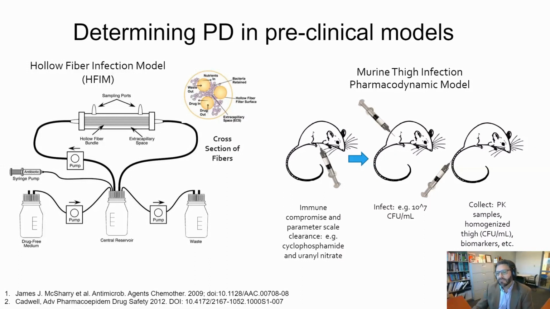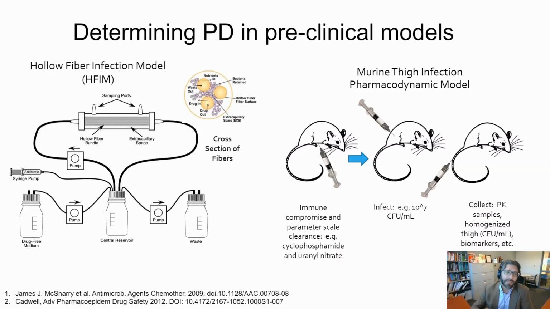When we start moving into the in vivo systems, the mouse is one of the most commonly utilized infection models. And what I'm showing here is the murine thigh infection model. Generally, what's done here is that the mice are rendered immunocompromised, and that is mainly to look at the pure effect of the antibiotic on the bacteria and take the immune system out of the equation. The other thing that you'll see that is done is generally uranyl nitrate is added, or some way to inhibit the kidneys, essentially kill the kidneys, so that the antibiotic is cleared more slowly.